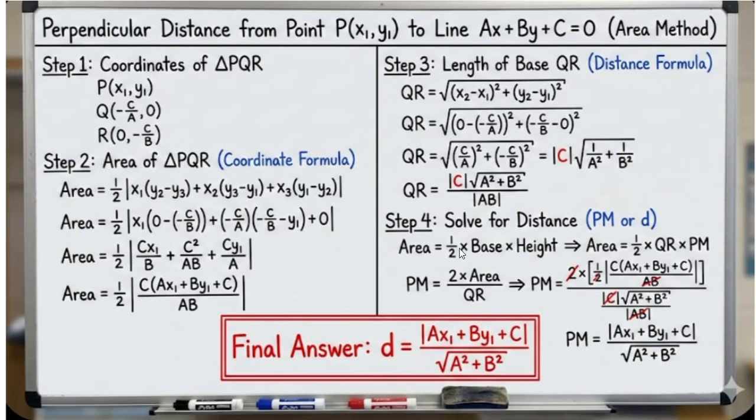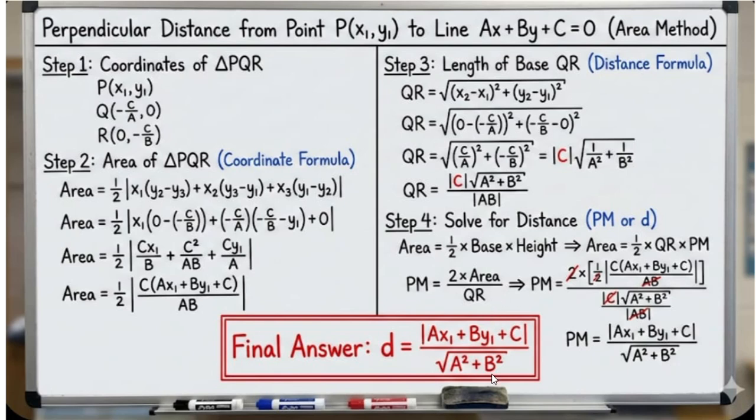In this formula, area is equal to half into base QR into height. QR can be found by the distance formula, the square root of (x2 minus x1) whole square plus (y2 minus y1) whole square. The area we already know by the coordinate formula, so we easily find PM, which is the modulus of ax1 plus by1 plus c divided by the square root of a square plus b square.